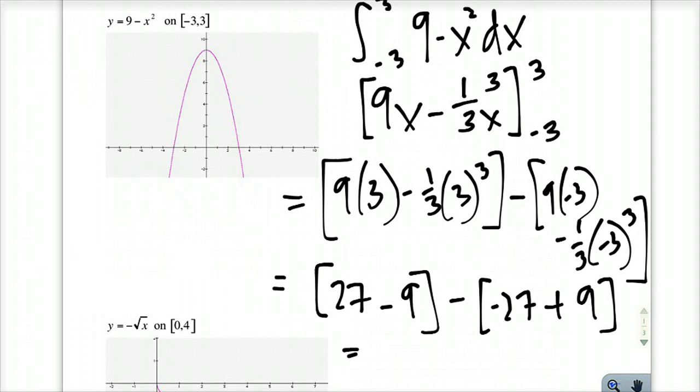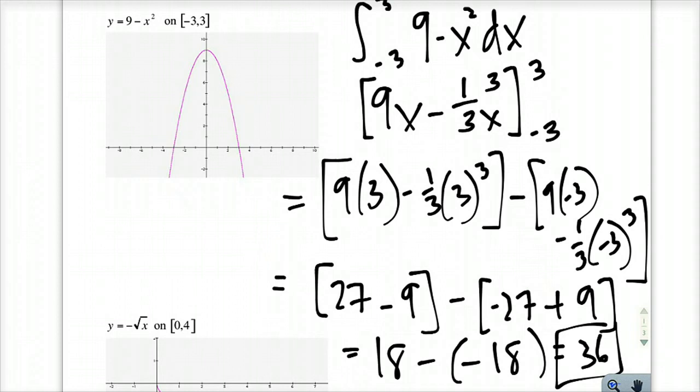Then this equals 18 minus, and over here I'm going to have a minus 18. Okay so far? I'm just doing the algebra, and that equals 18 minus a negative 18, which is 36. So what I just found, how big this area is, is 36 units. So that's the power of the antiderivative.